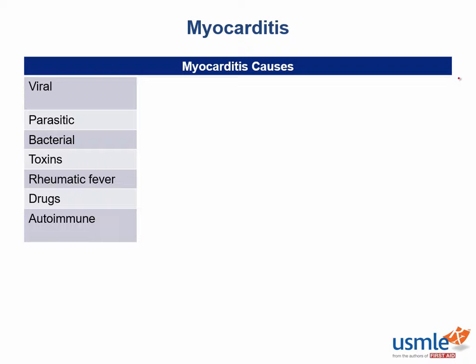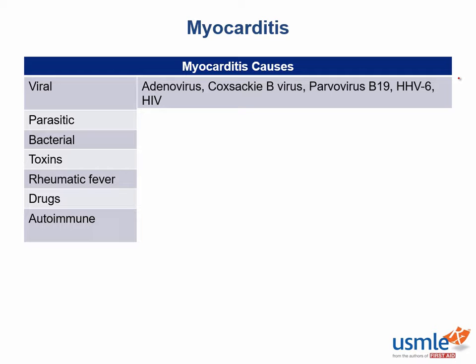Can you name a few causes of viral myocarditis? Great! Coxsackie B virus, parvovirus B19, and HHV6 are the most common viral causes. And now while we're on it, is the Coxsackie virus an RNA virus or a DNA virus? Awesome job, RNA virus. And which viral family does it belong to? There you go, the picornaviruses.